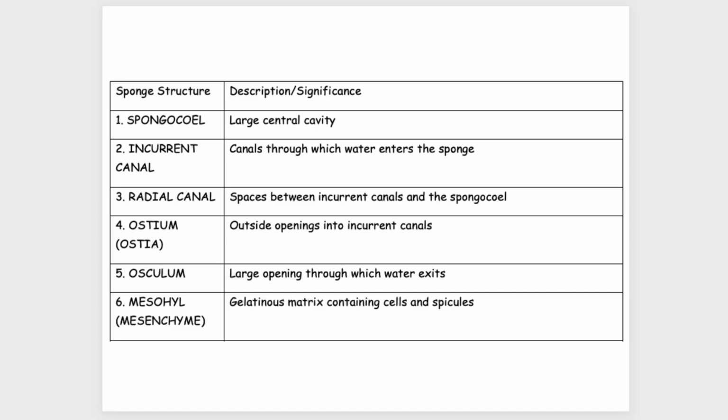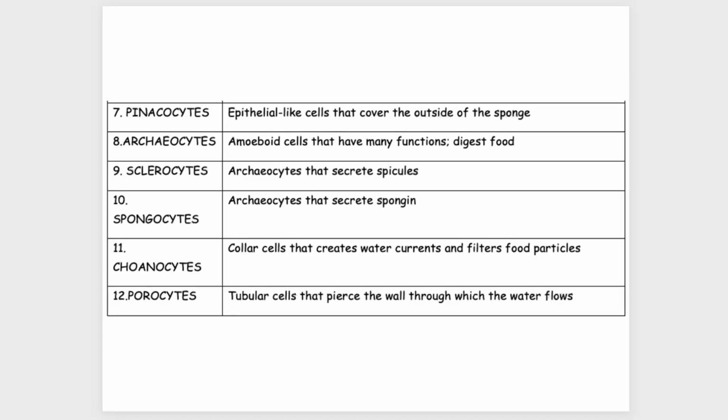And then the mesohyl, or the mesenchyme, that's going to be the gelatinous matrix that contains the cells, and the spicules, like we talked about for the skeletal structure there at the beginning. And then pinacocytes, these are going to be epithelial-like cells. So just like the epithelial tissue on human bodies, that covers the outside of us, and this is going to cover the outside of the sponge.